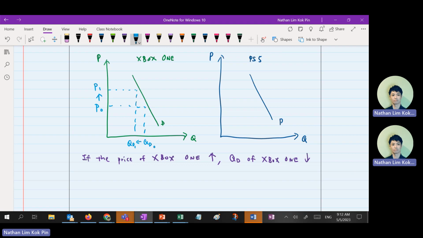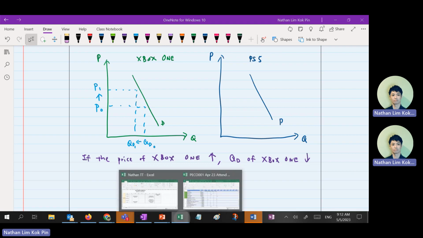So there are no two curves. So it's quantity demanded. Makes sense. Okay, now my next question. What will happen to demand of PS5 if the price of Xbox One increases?